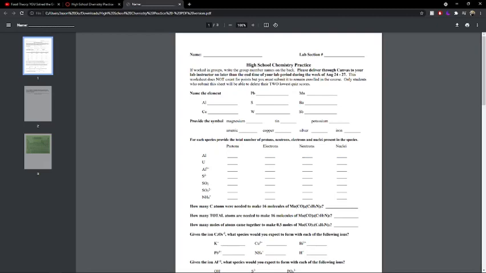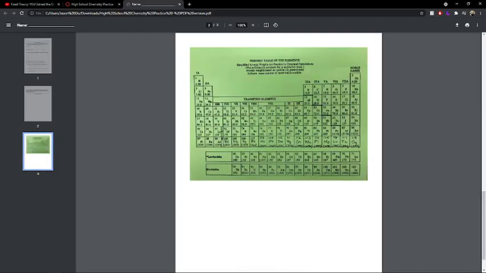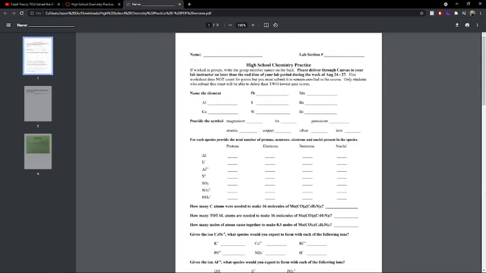The number of neutrons is different. It is not equal to the number of protons. It is equal to the atomic mass minus the number of protons. So we see here that Al has a 27 atomic mass. So we take 27 minus 13. That leaves us 14, so we know that this is 14 right here.